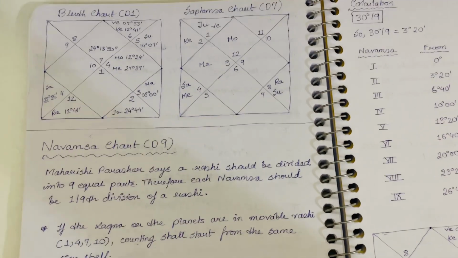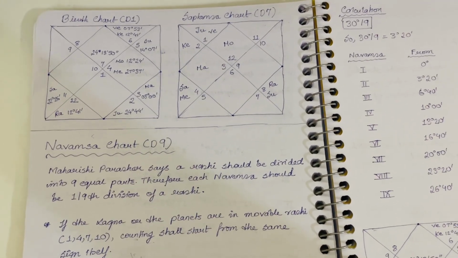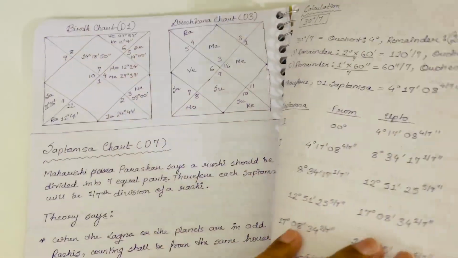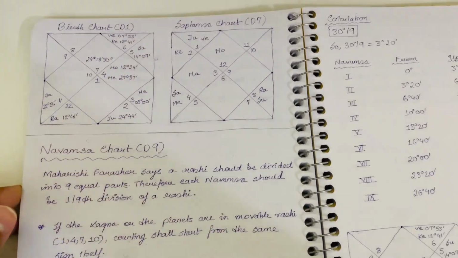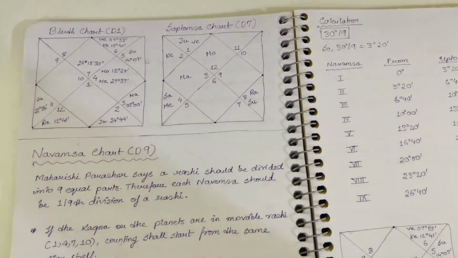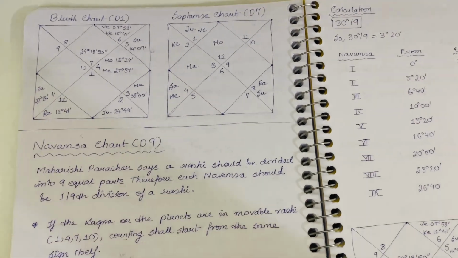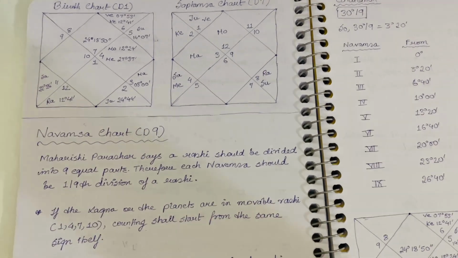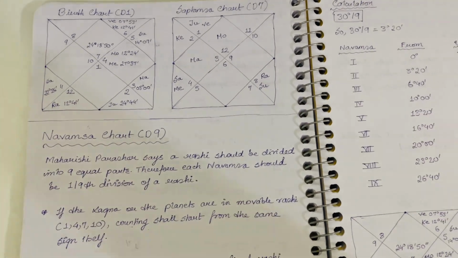Now the Hora chart is completed, your Drishkana chart is completed, and your Saptamsha chart is completed. In the next class, we will learn how we can manually calculate the Navamsha chart, the D9 chart.